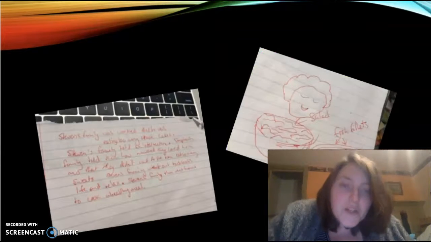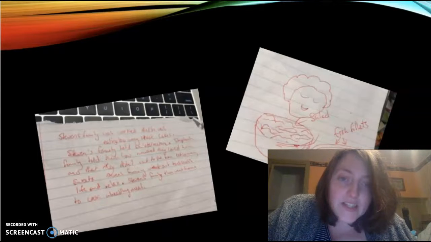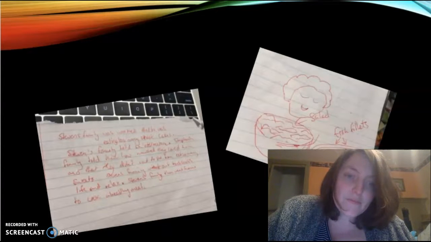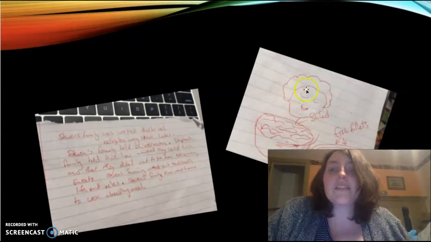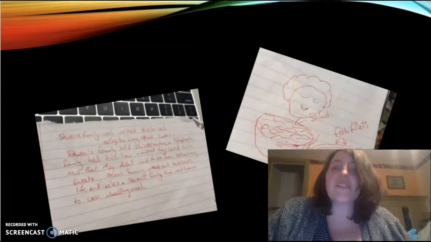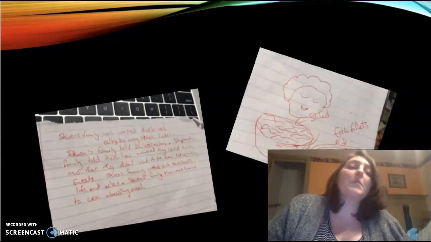Stephen's family was worried that he was eating too many snack cakes. Stephen's family held an intervention. Stephen's family told him how much they loved him and that they didn't want him to eat so many sweets. Stephen's family went out to discuss life and relax. Stephen's family then went home to cook a healthy meal. And then the little picture he sketched up was Stephen in front of a salad and fish fillets. So that fit the prompt.